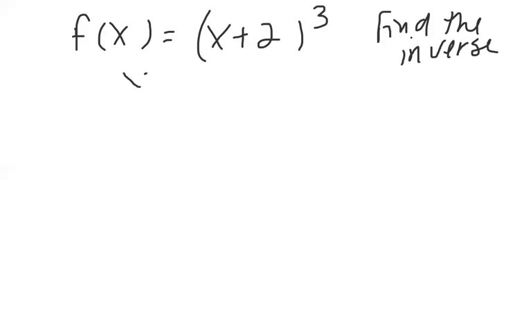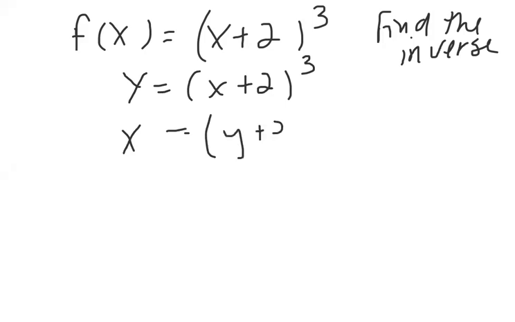So we replace f of x with y. y equals (x plus 2) to the third. Right? And then we swap x and y. x equals (y plus 2) to the third. And next, we're going to solve for y. Now, there's a power here. The y is inside the parentheses, and it's being raised to the third.